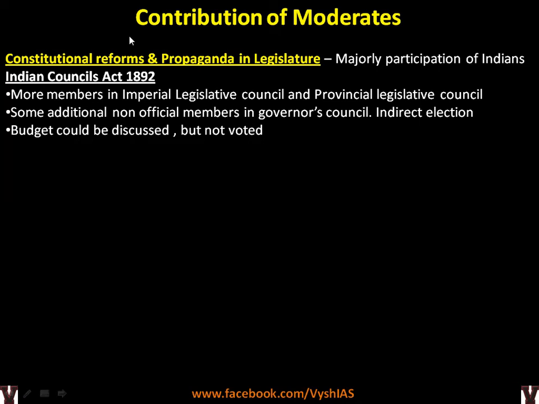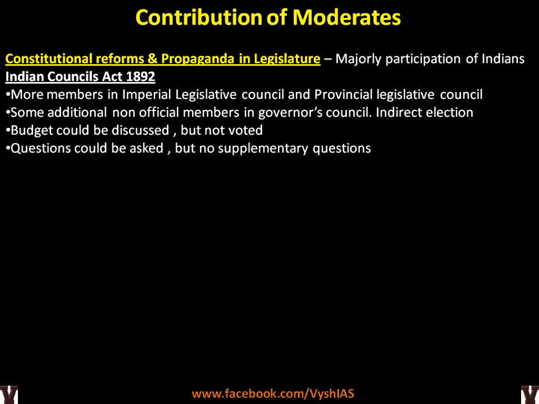There again the voting will be allowed, like that many things will come, but these are only for the 1892 Act. Budget could be discussed but not voted. Questions could be asked but no supplementary questions. So they were getting small permissions for small things, but with certain restrictions. So by each act, because of the efforts of moderates and Indians, things started getting good for India.